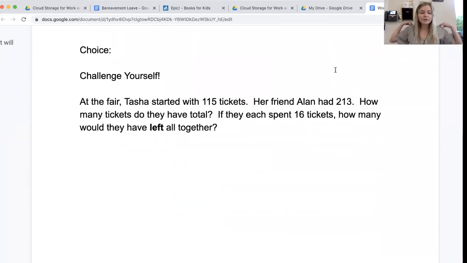I have a challenge for you, friends. I want you to solve this word problem. Now, this is a choice. With that being said, I know that you're all wonderful students who love to push their thinking. This challenge, I want everyone to at least try.